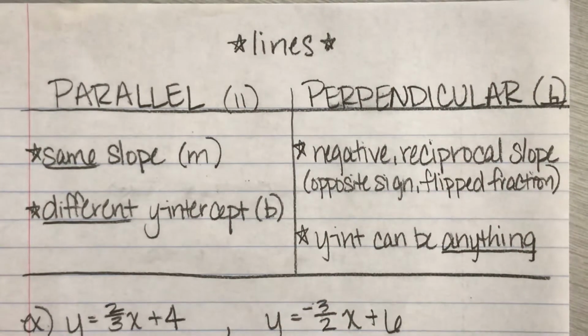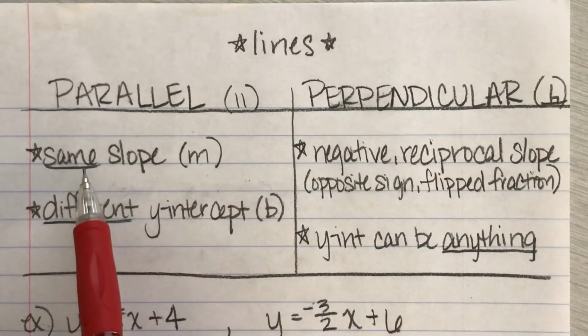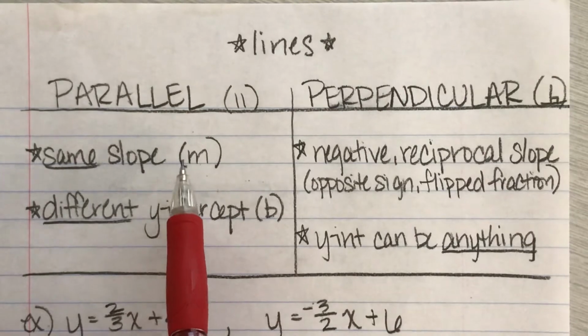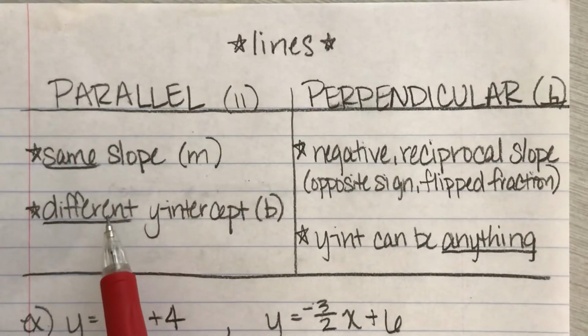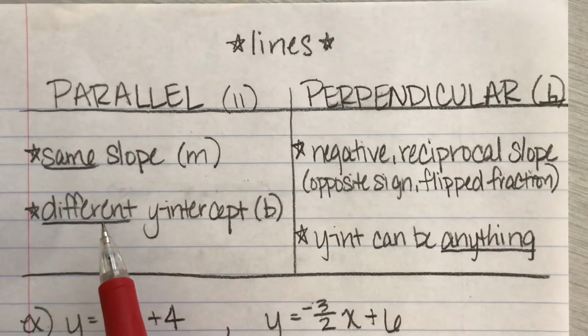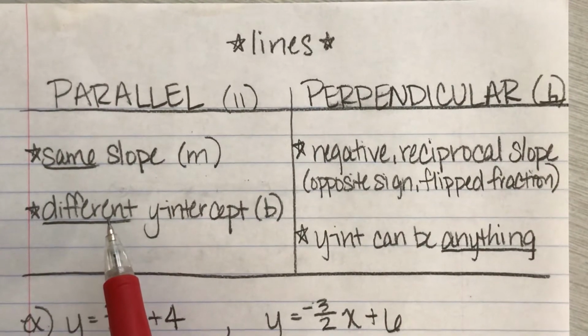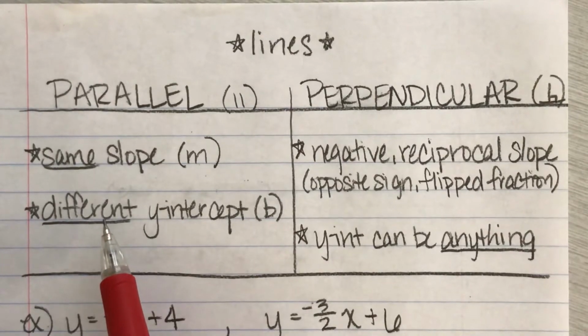Here's a copy of the notes we took in our spirals over parallel and perpendicular lines. In order for two lines to be parallel, they have to have the same slope and they have to have different y-intercepts. In class, we figured out that if they have the same slope and the same y-intercept, that actually ends up making the same exact line, which is not parallel.